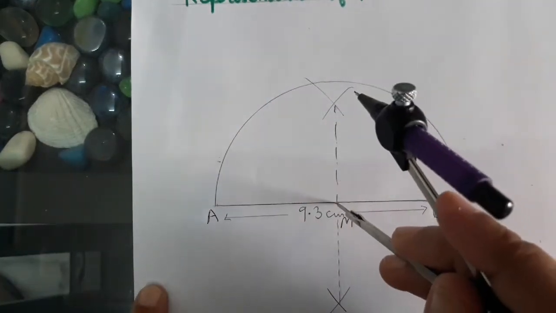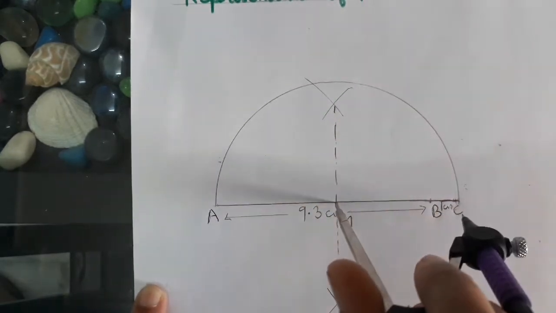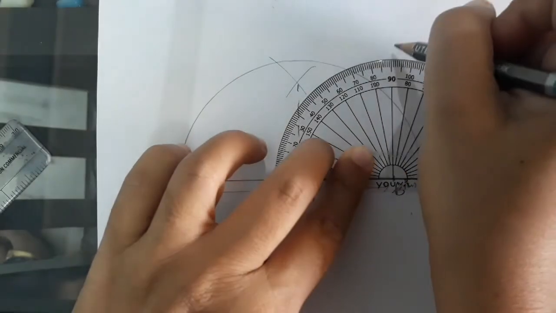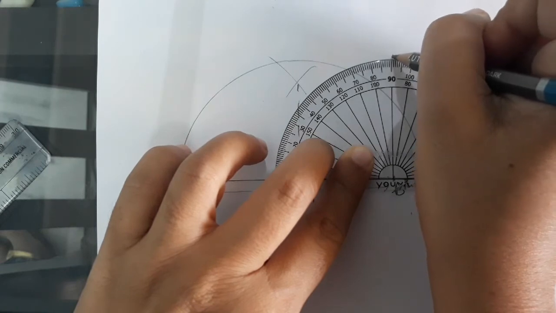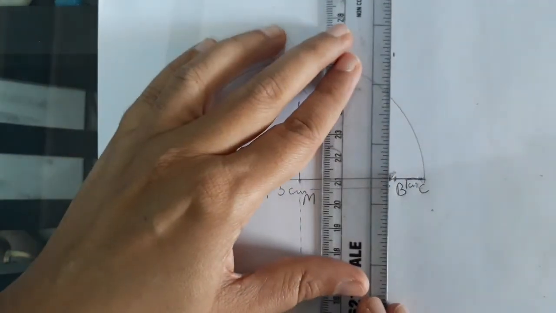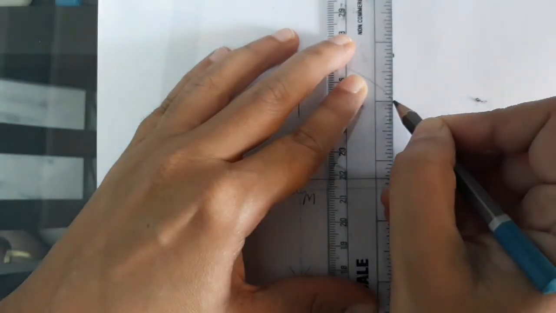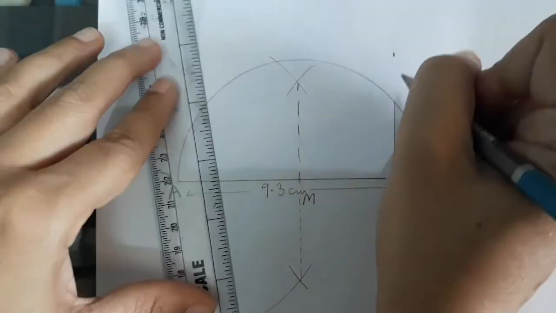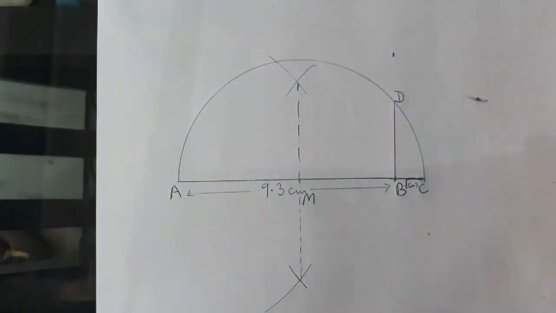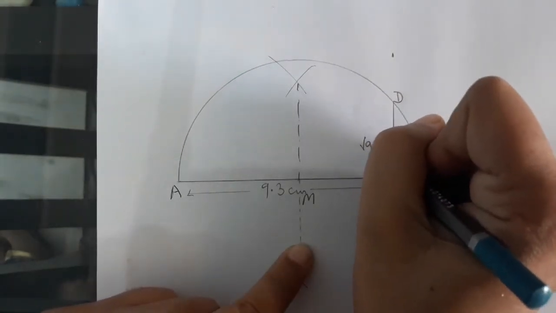How did I make it? With M as center and AM as radius, we draw this semicircle. Now at point B, we draw an angle of 90 degrees. We can use a protractor for this. This is the point we obtain, so let us label it as point D. We find that the length BD is under root 9.3.